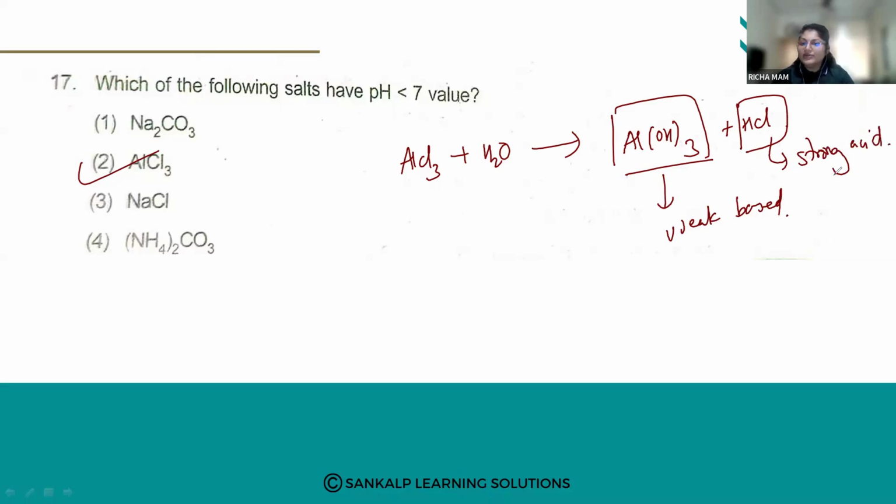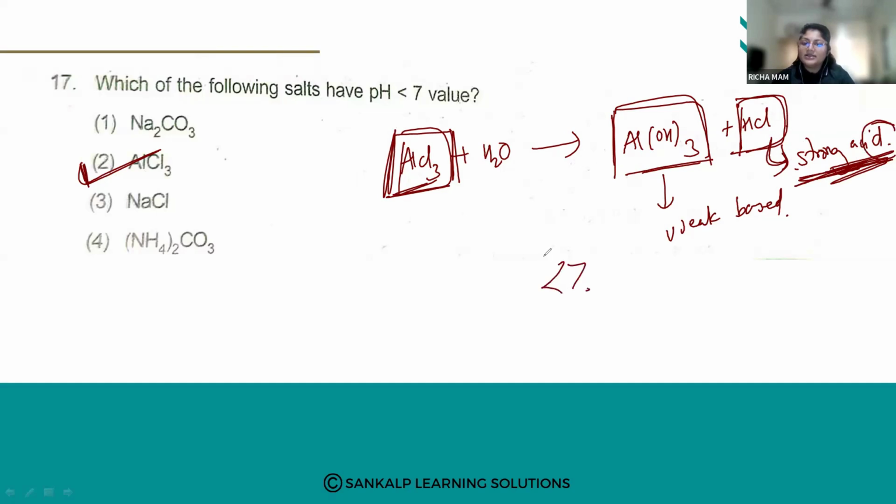So the influence of the acid will be more, because AlCl3 is acidic in nature. What will happen to the pH? The pH will be less than 7. Why? Because when you add aluminum chloride in water, it forms aluminum hydroxide, but HCl, as a strong acid, has more influence, and when you have more acid, the pH will be less than 7.